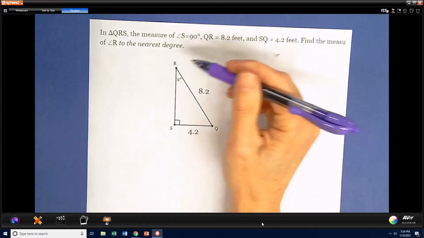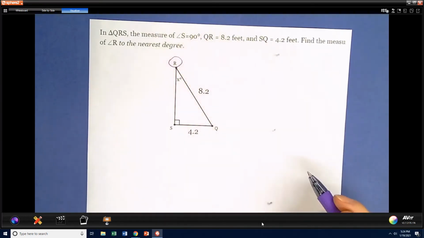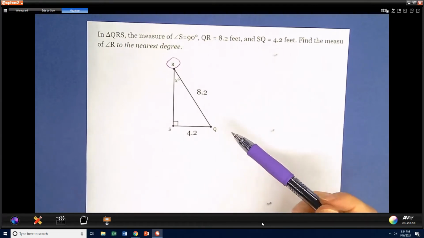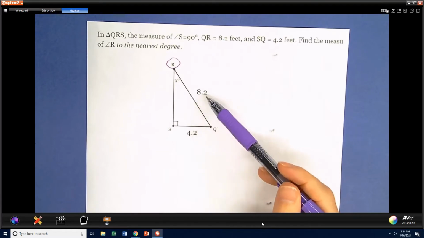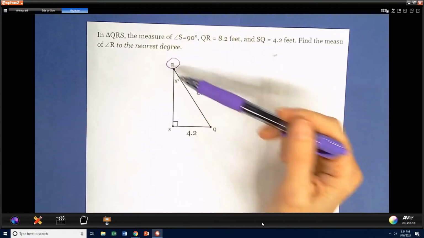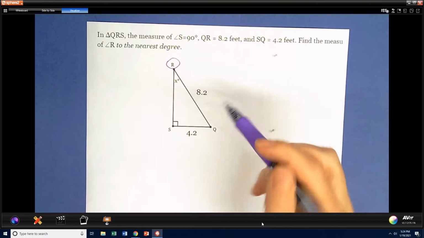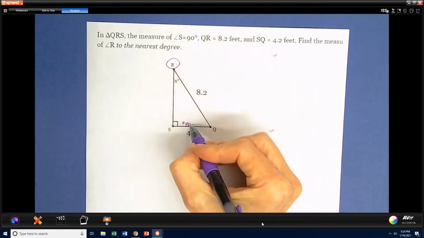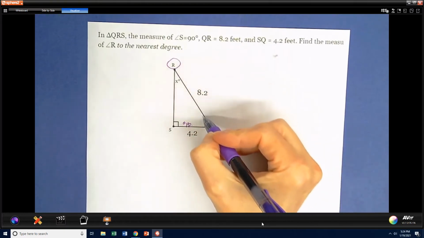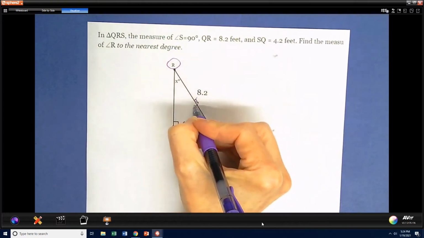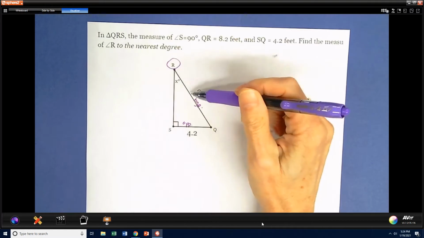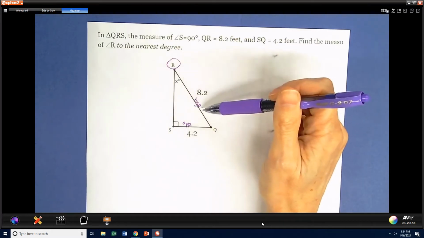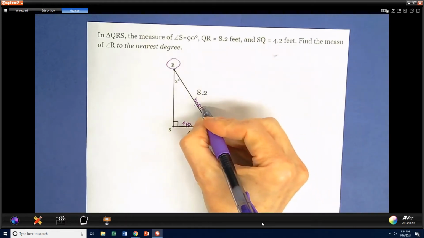So the first thing you want to do is locate angle R, because that's your reference angle. Then you want to decide what is the relative position of the sides you have been given as they compare to angle R. Well, this side is opposite angle R. And this side is the hypotenuse. It is adjacent to angle R, but we only use the word adjacent in reference to a leg. This is the hypotenuse. That's more important.